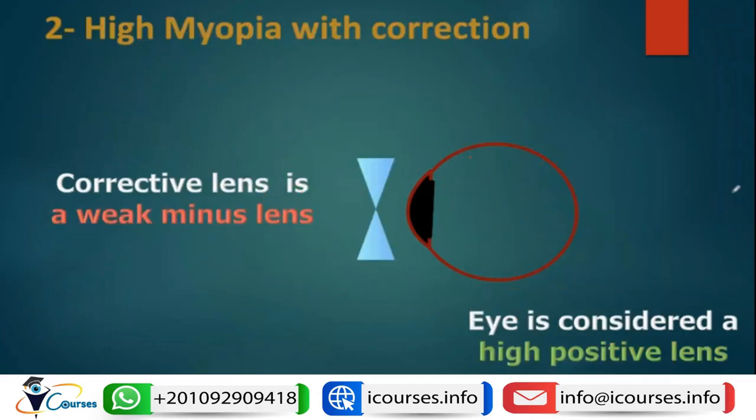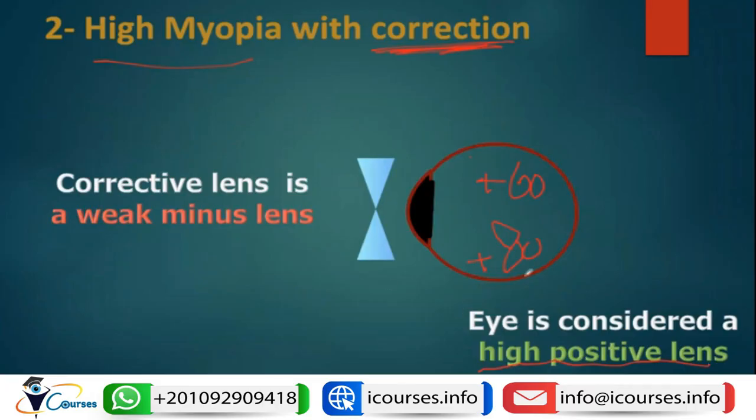Another application of the Galilean telescope will be in case of high myopia with correction. So if we consider this eye is high myope, let's say, for example, that again the normal emmetropic eye power is plus 60. Consider that this eye is about plus 80 diopter. So this is a very high myope, so that the eye can be considered like a high positive lens.